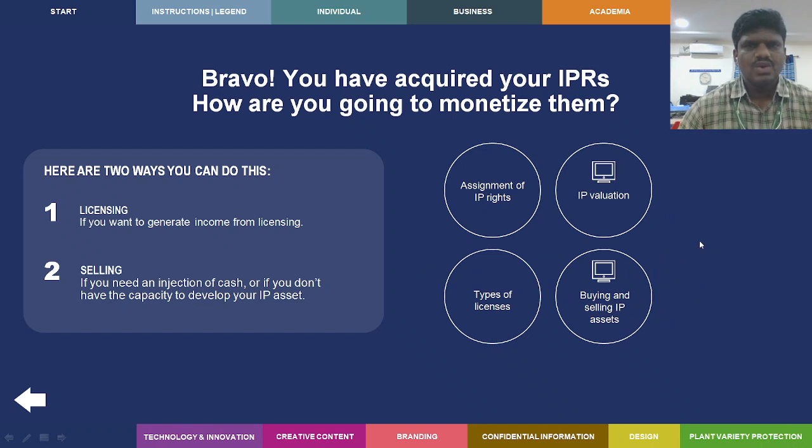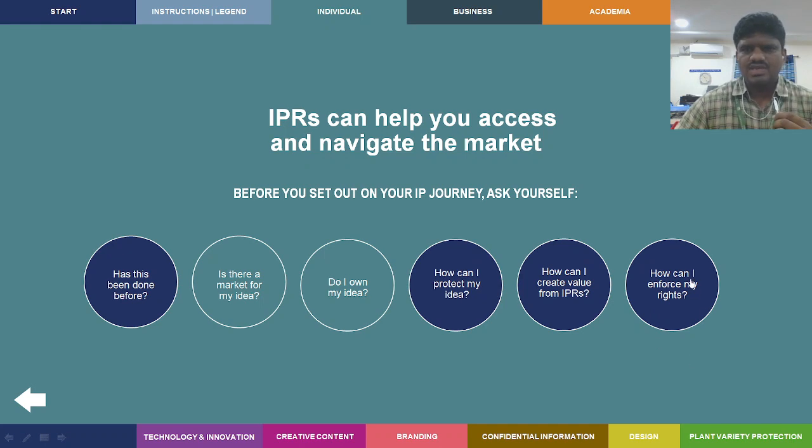Next, how can you create value from IPRs? This is very important. You have acquired your IPRs, how are you going to monetize them? Here are two ways you can do this: one is licensing, another is selling. If you want to generate income, you can license your product. If you need an injection of cash, or if you don't have the capacity to develop your IP asset, that means you are unable to develop your own product, then you can sell your license to somebody. That means your intellectual property can be sold to anyone, so they can produce your product. In this way you can get the money, or acquire value for your product.